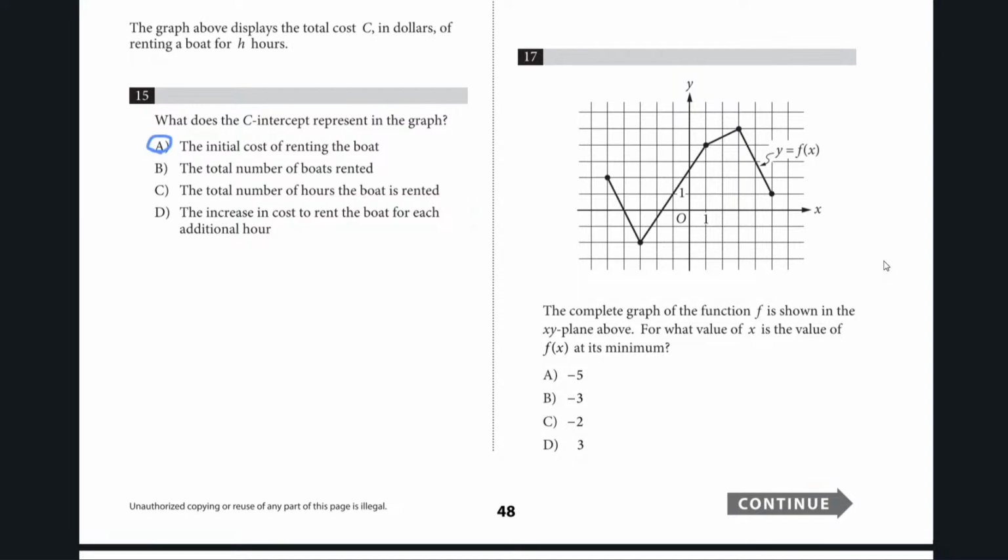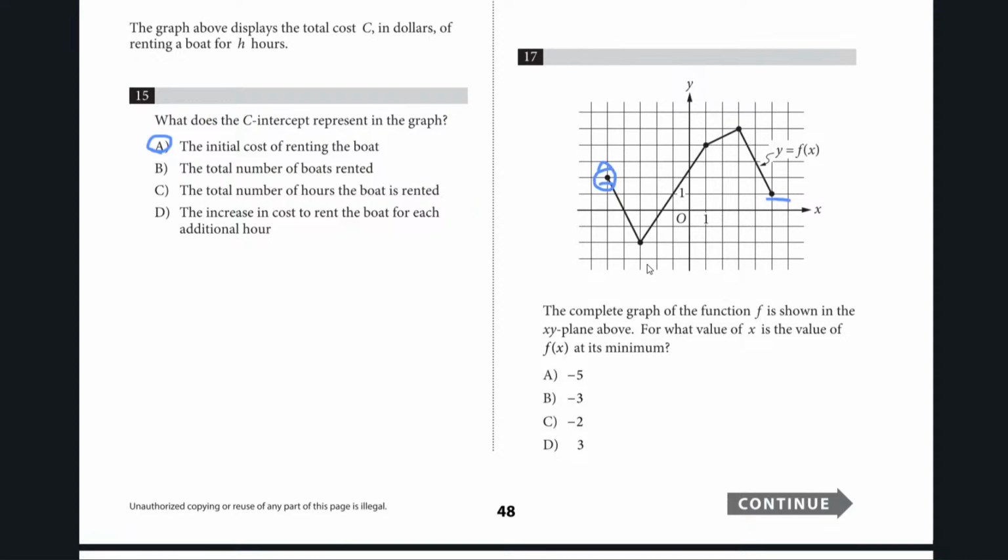The complete graph of the function f is shown in the xy plane above. For what value of x is the value of f(x) at its minimum? Now, the minimum here is the lowest point in the graph, or the lowest y value. It's not where it starts or where it ends, it's just the lowest point on the y. Of course, the lowest x value is going to be this one, but that's not what we're looking for.